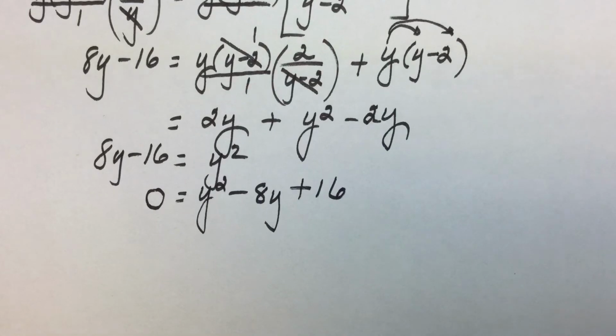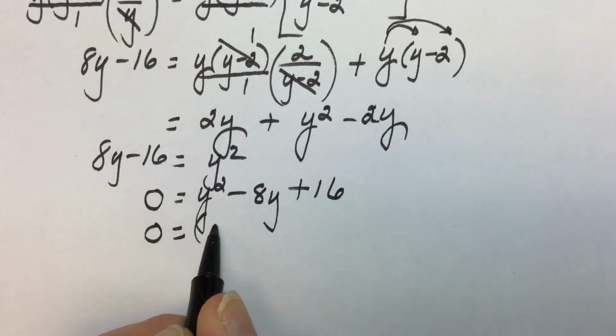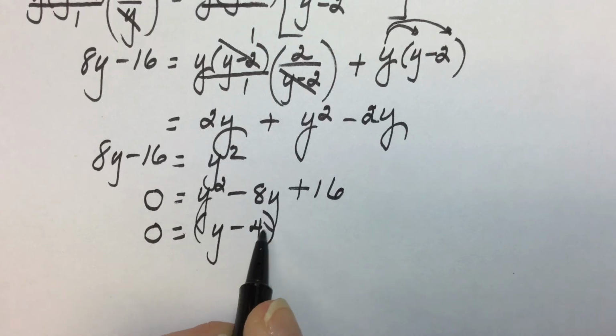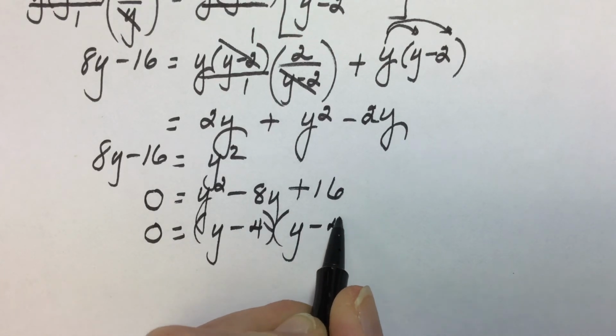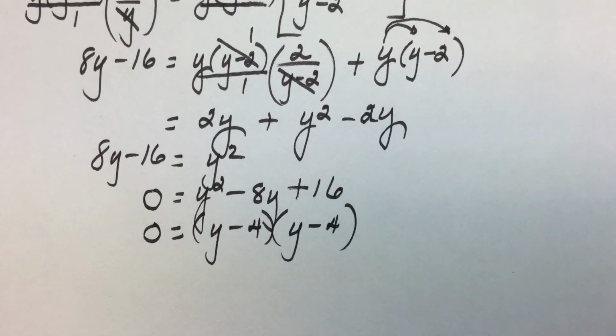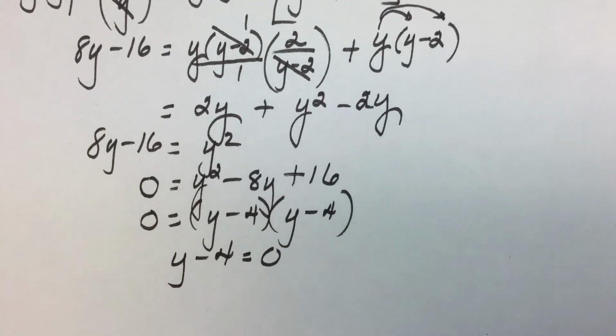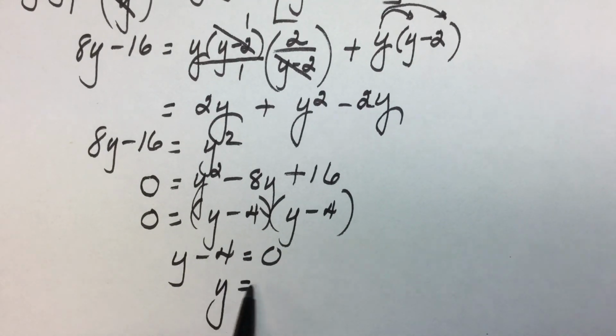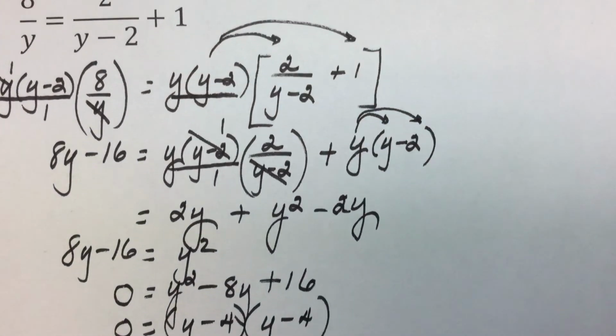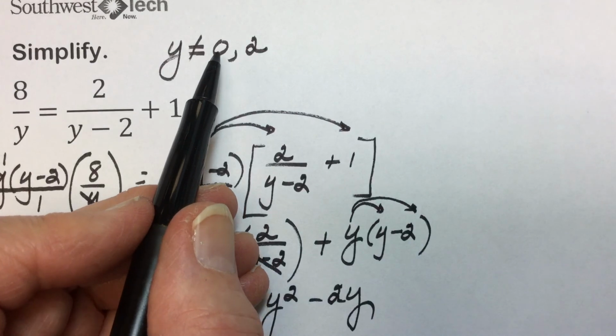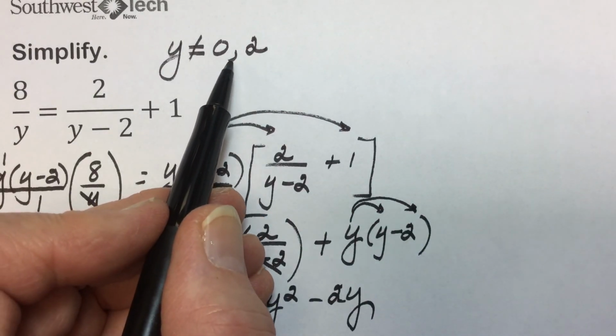Now, to solve this, we'll factor, which factors into y minus 4 times y minus 4. It's a perfect square trinomial. Using the principle of zero products, we'll set these factors equal to 0. Since they're both the same, we will get the same value. And then solving for our variable, we get y is equal to 4. This is a possible solution. It could be rejected if it's on our restricted list. It is not. 4 is not one of our restricted values.